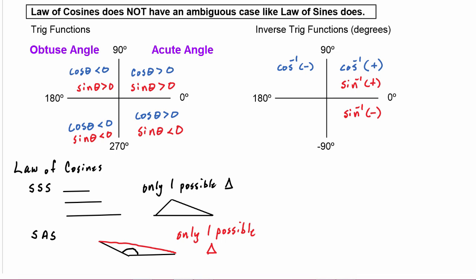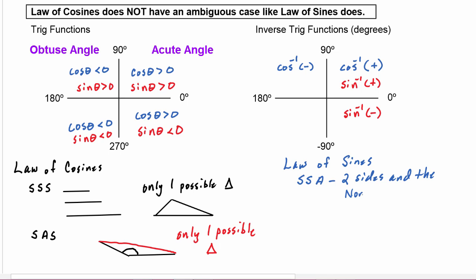Now let's compare that to what happens when we have to use the law of sines. When we're using the law of sines, we could be given 2 sides and a non-included angle. Remember over here for side, angle, side, this was 2 sides and the included angle. So for 2 sides and a non-included angle, we can say side, side, angle. So let's just make a note of that: 2 sides and the non-included angle.